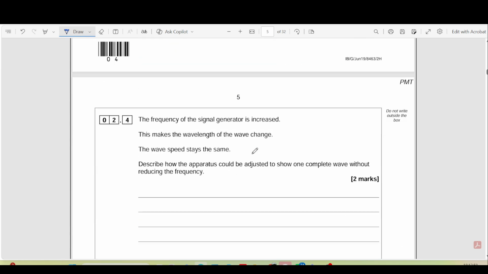The frequency of the signal generator is increased. This makes the wavelength of the wave change. The wave speed stays the same. Describe how the apparatus could be adjusted to show one complete wave without reducing frequency.